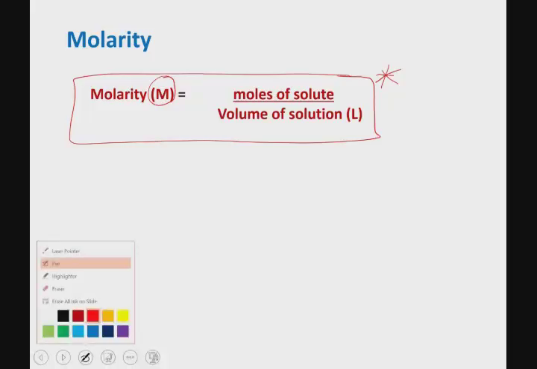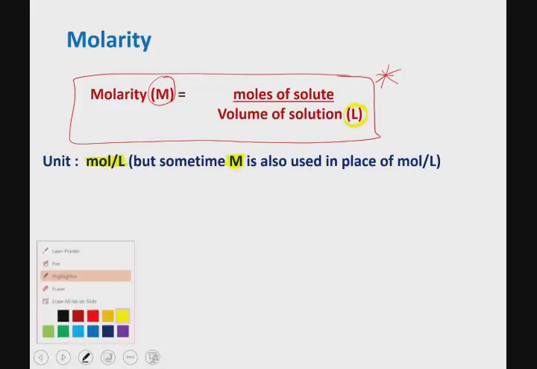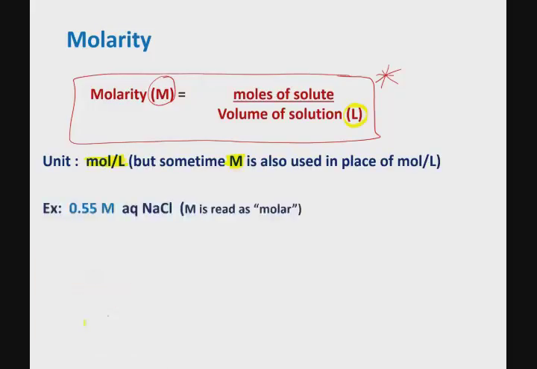Now, if this is the formula for calculating molarity, I hope you recognize that the unit for molarity is moles per liter. Because the numerator is in moles, the denominator has to be in liters, please remember that, and therefore the unit of molarity is moles per liter. But oftentimes we actually use the symbol uppercase M itself as the unit, moles per liter. In cases that you do come across that, you do need to remember that uppercase M stands for moles per liter.